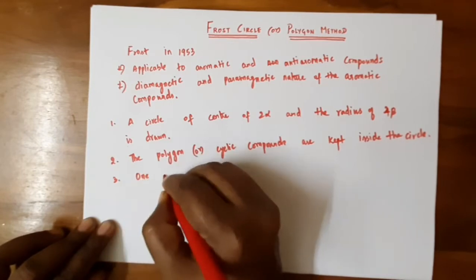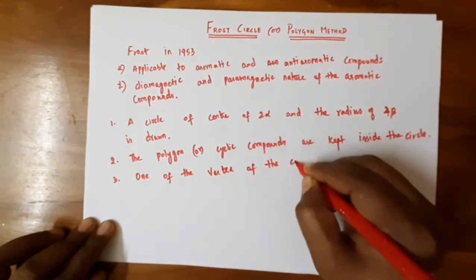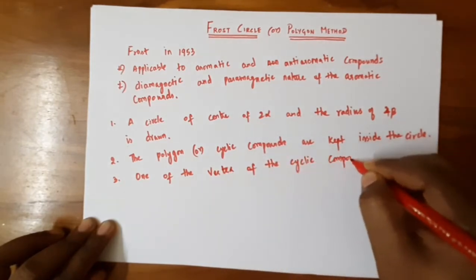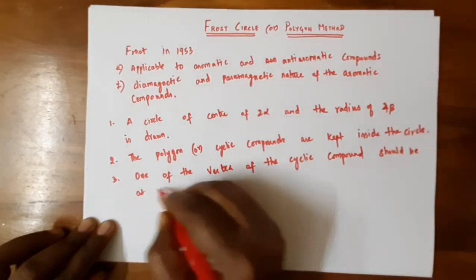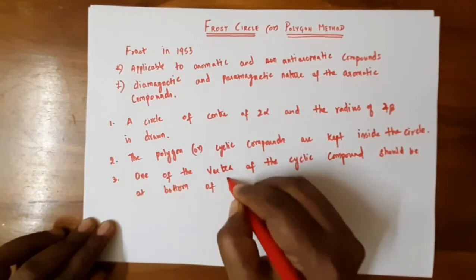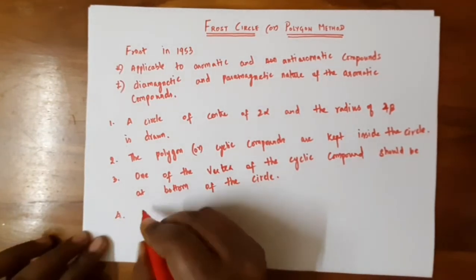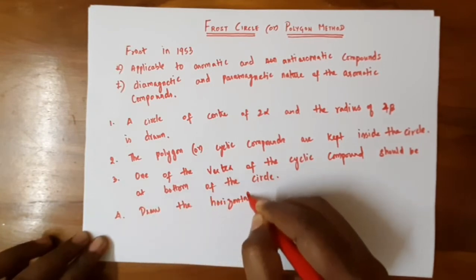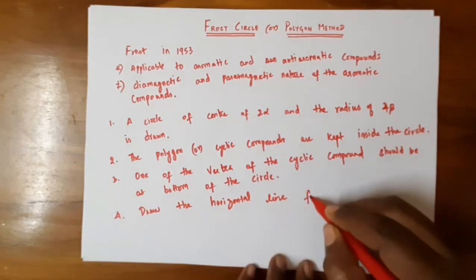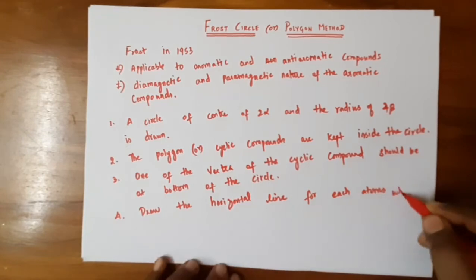Next, one of the vertices of the cyclic compound should be at the bottom of the circle. One vertex of the cyclic compound should be at the bottom of the circle. And fourth, draw a horizontal line for each atom, which represents the energy levels.